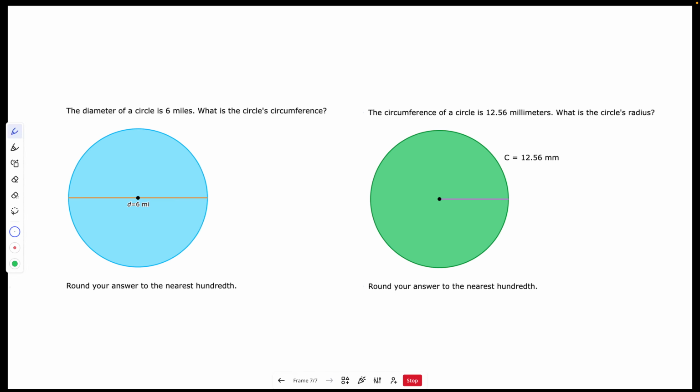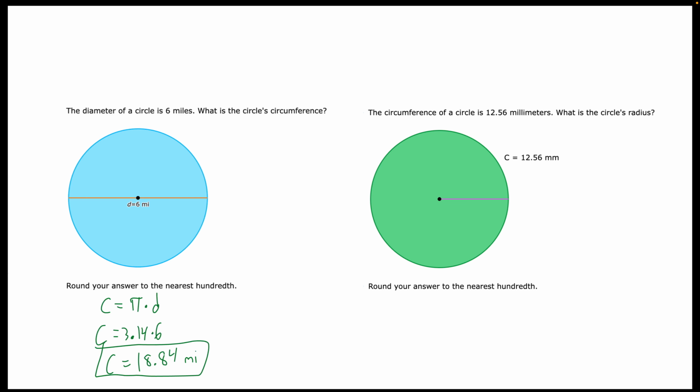Okay, now that you've had time to work these problems, let's check your solutions. Okay, for the first problem here is the work. You should have gotten 18.84 miles. And for the second problem here is the work. You should have gotten that the radius is equal to 2.